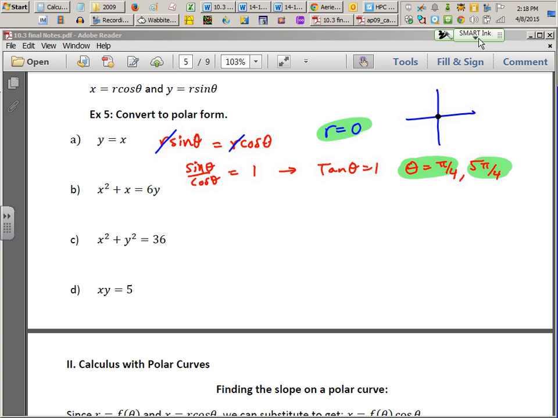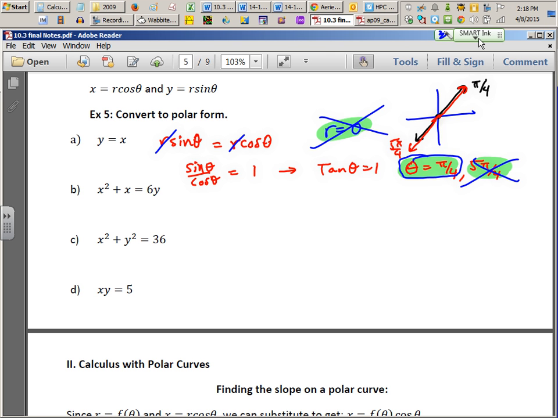Theta equals pi over 4 is this line here. And if you allow r to be negative, it includes the whole thing. Okay? But theta equals 5 pi over 4 is this line here. And if you let r be negative, it just maps out the right side there. So basically what I'm saying is you don't need all of these. There's a lot of redundancy here. Just theta equals pi over 4 captures every single point that these others do. So theta equals pi over 4 is a decent answer already.